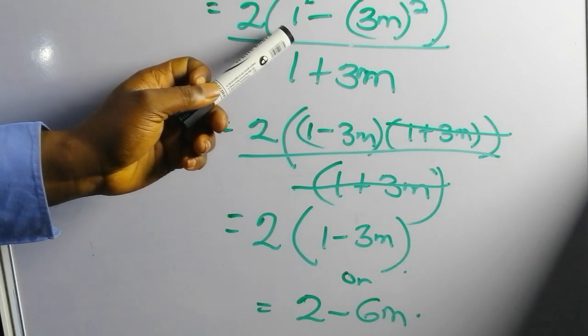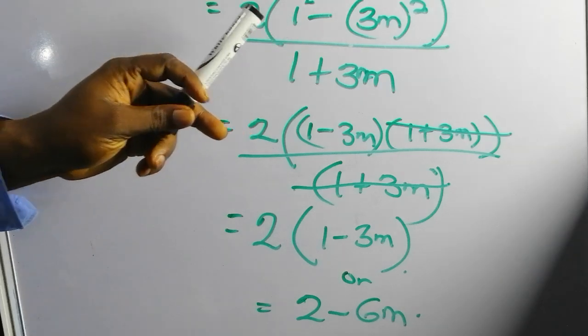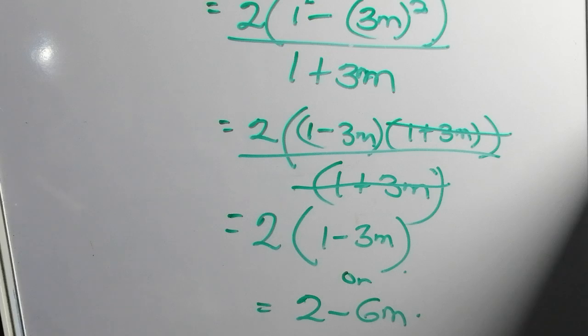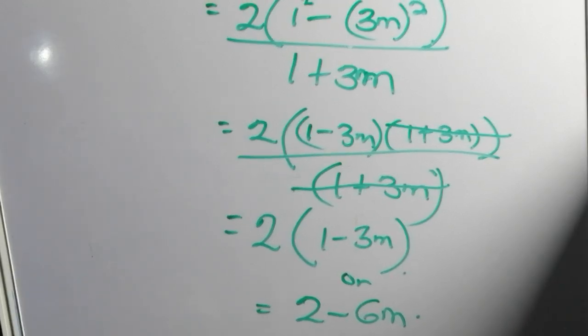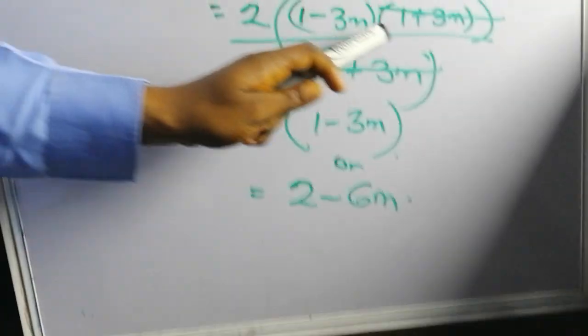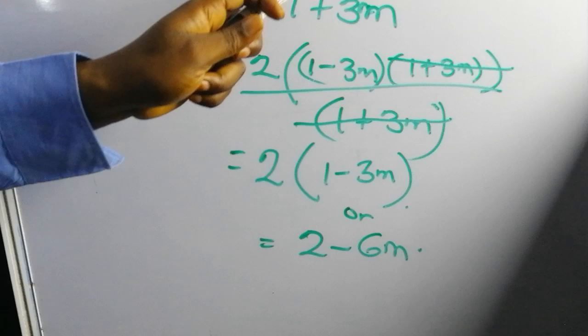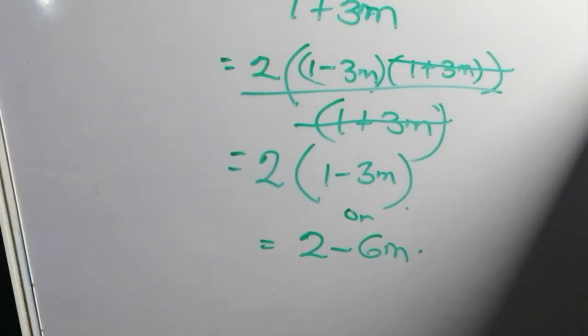Don't forget, the only thing that you need to remember here is difference of 2 squares, which is a minus b into bracket a minus b, another bracket a plus b. If I multiply this now using difference of 2 squares, you will still get back this answer. So it's as simple as that.